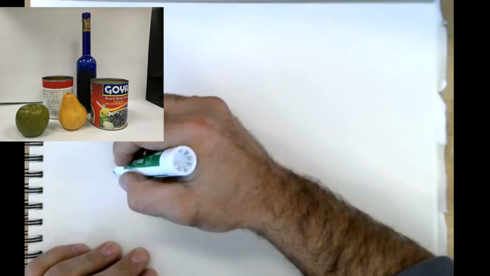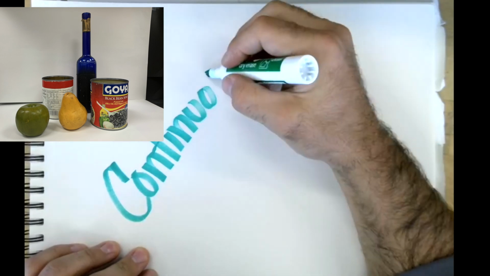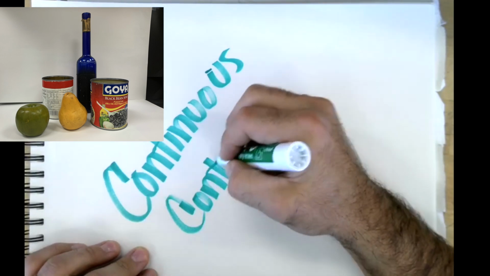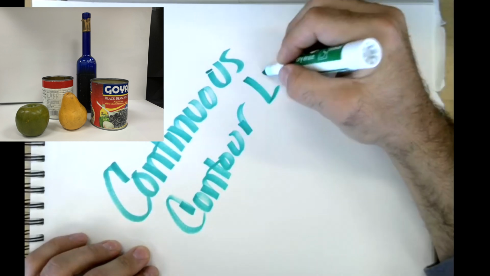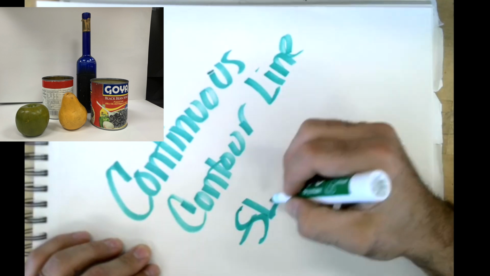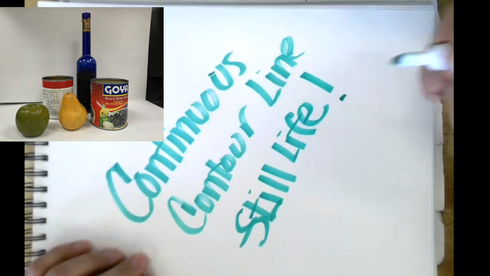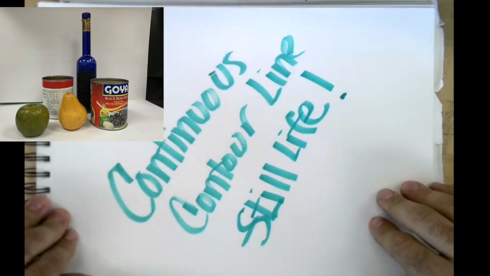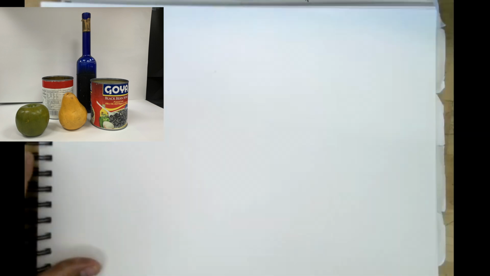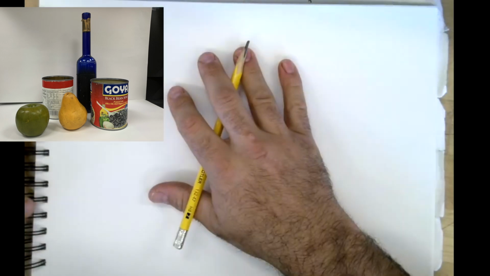All right, what we are going to be doing is a continuous contour line of a still life, right? So, still life, excellent. Continuous contour line of a still life. Write that on the top of your page so that you don't forget what this technique is about. Now check me out here, and then we're gonna do it ourselves, right?